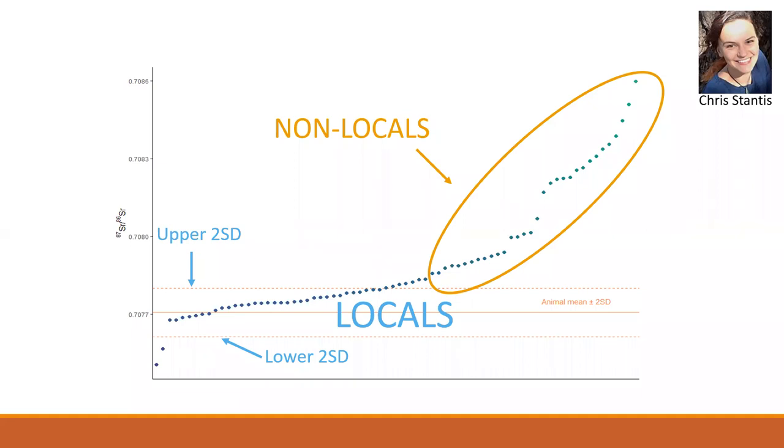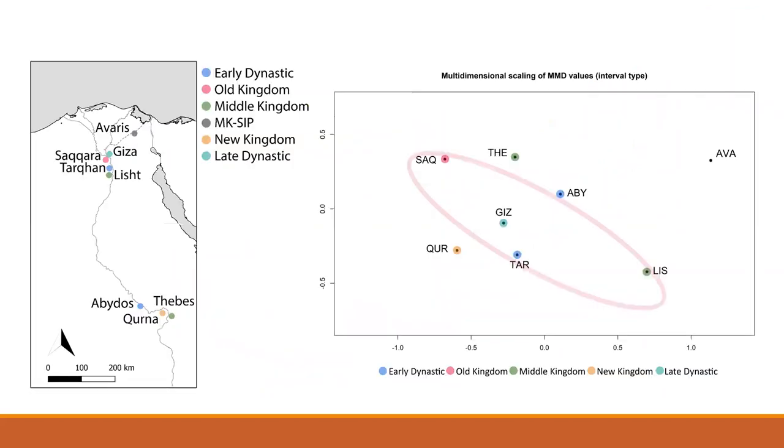And more than half of the individuals from the Avaris sample, so 40 out of 75 that we were able to sample, fell outside of the local Egyptian strontium isotope signature range. The isotope results could also be utilized in the biodistance analysis. A comparison between locals and non-locals showed no difference between these two groups, suggesting that they had similar ancestry.